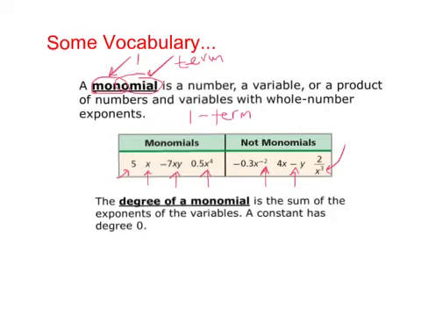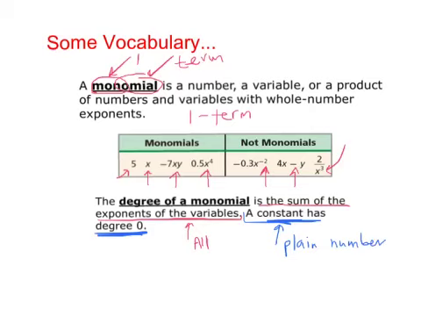The next thing that we can talk about is what we call the degree of a monomial. Basically, this is the sum of the exponents of all the variables. So we need to supplement this with all variables. And the last part of this basically says a constant has a degree of 0. Remember, a constant is just a plain number.